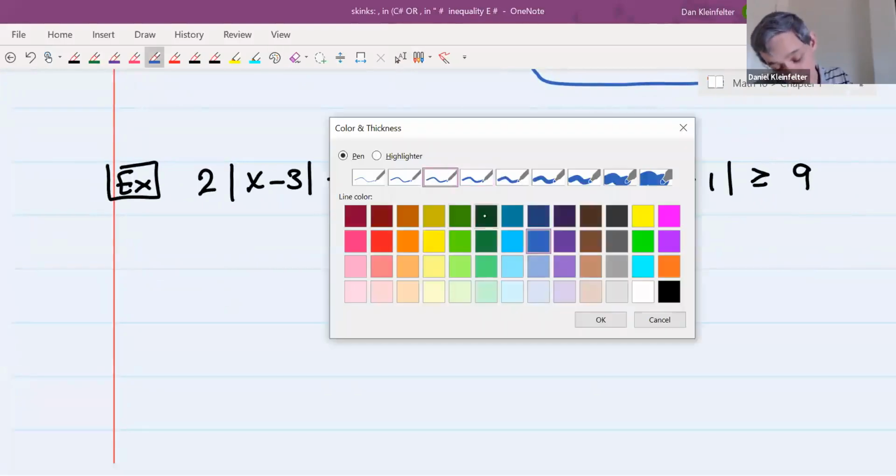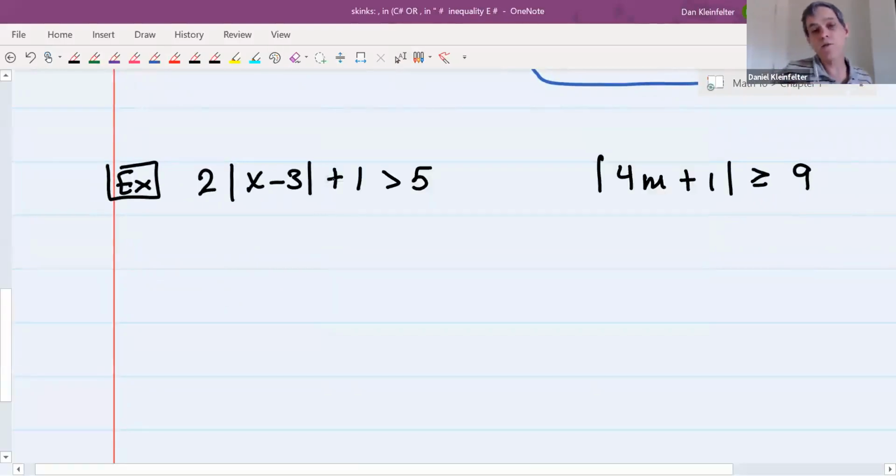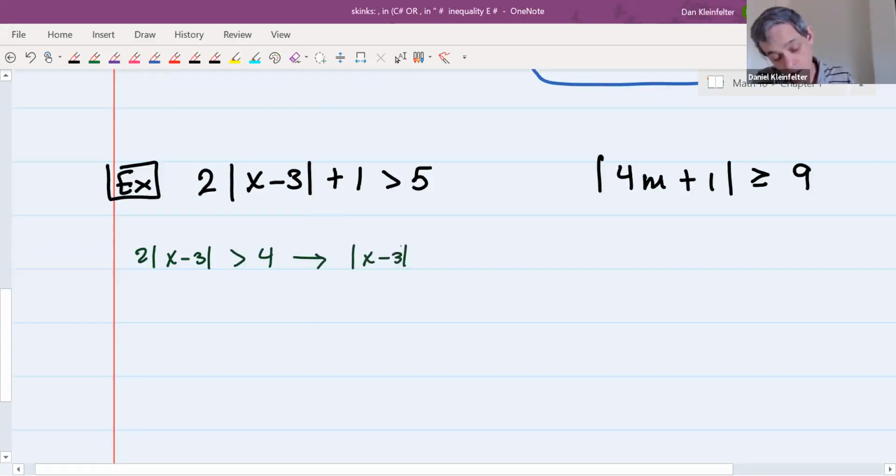So in this next one, what I'll need to do before I do anything really is isolate that absolute value part. A big mistake would be for me to say, okay, well, less than negative 5, greater than positive 5, right? What I need to do first is isolate that absolute value. So we're going to begin by taking away 1. And then we'll divide through by 2. Okay, so that looks a lot better.